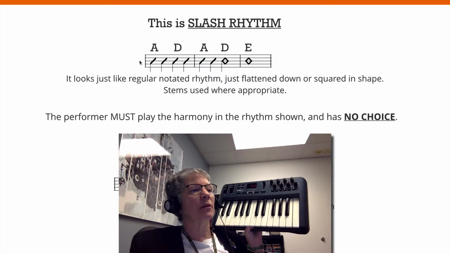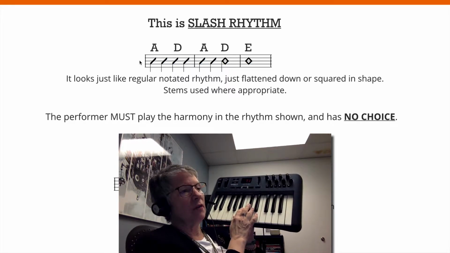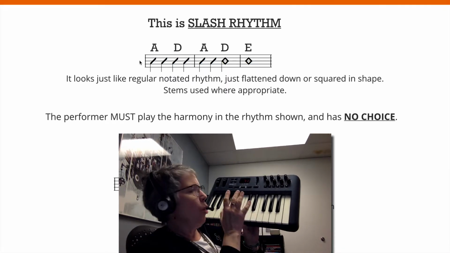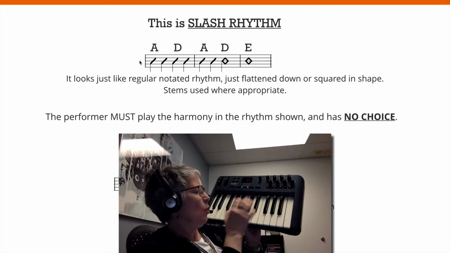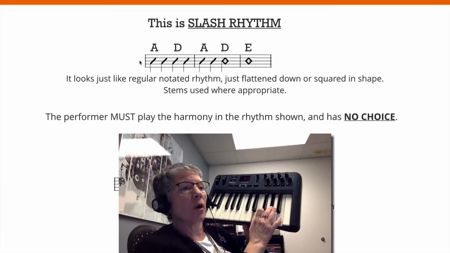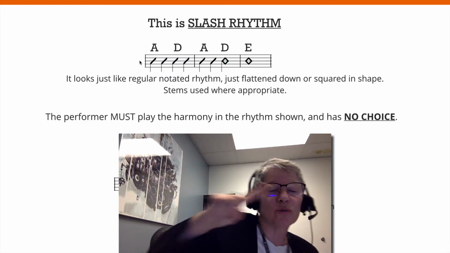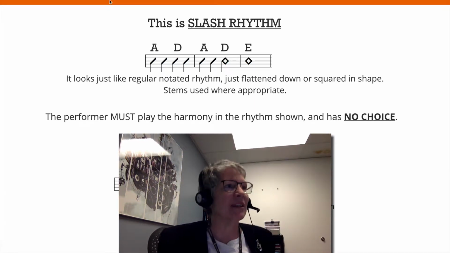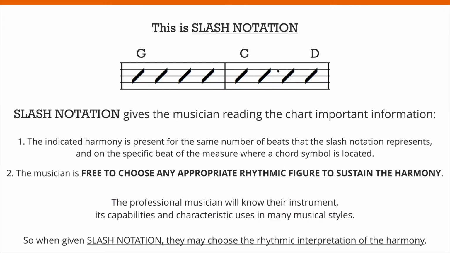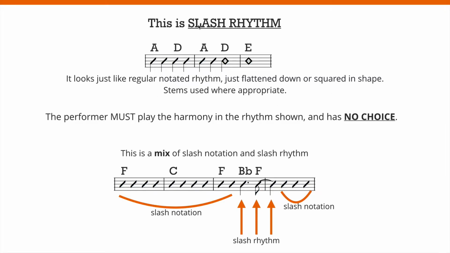So here you go, from here. 1, 2, 3, 4. My thumb's in the way, I couldn't play it. Sorry, 2, 3, 4. 1, 2, 3, 4. I played the exact rhythm that you see there, and that is what slash rhythm means. You don't get a choice anymore. No choice given. Unlike here, where the musician does have a choice with slash notation. Slash rhythm, no choice. You have to do that exact rhythm.